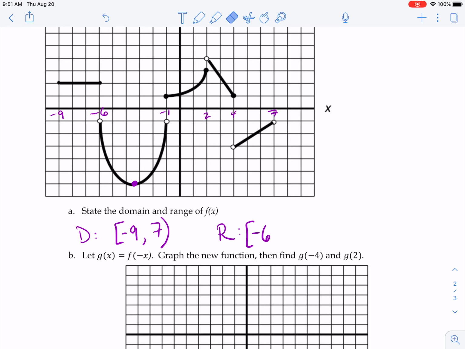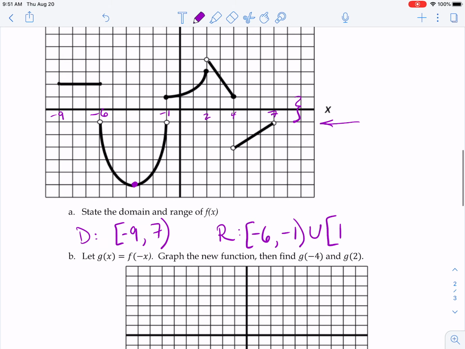But then when I get to -1 on the y value, it's not defined at -1 on any of these pieces, and then I have a gap from -1 until +1. So we're going to go from -6 to -1. We don't include -1. Then we jump up and we start at +1 and we cruise on up, 1, 2, 3, 4 to +4, but it's an open circle at 4, and so there we go. So that's the domain and the range of that function.